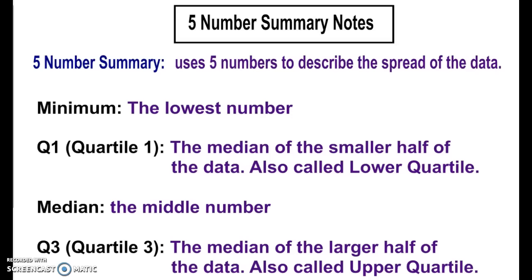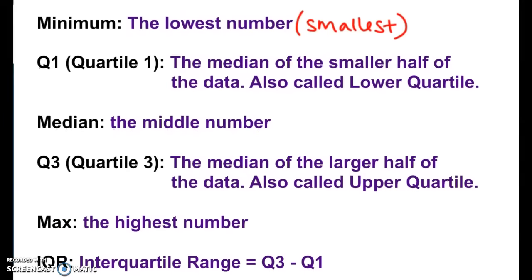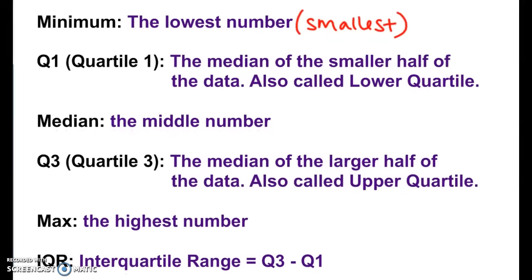The first one that we find is the minimum, which is the lowest number or the smallest number in the data, which I think most of us know how to do. It's just going to be the smallest one. I'm going to skip down for a minute and talk about the maximum, because that's the next one that I usually like to find in my data. The maximum is the largest number, the highest, biggest, whatever word you want to use.